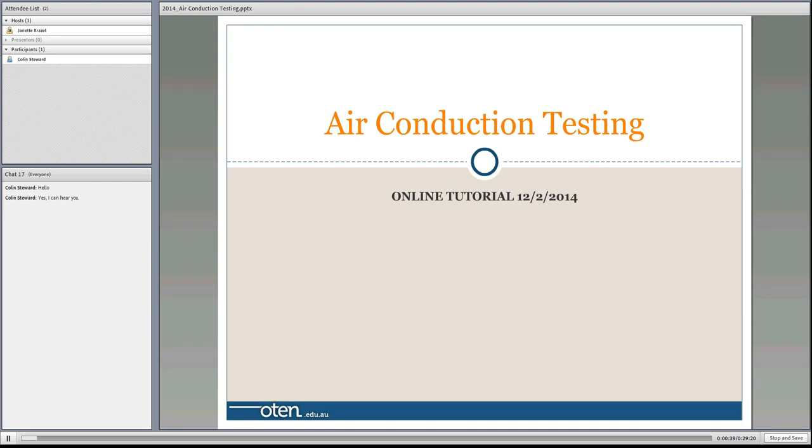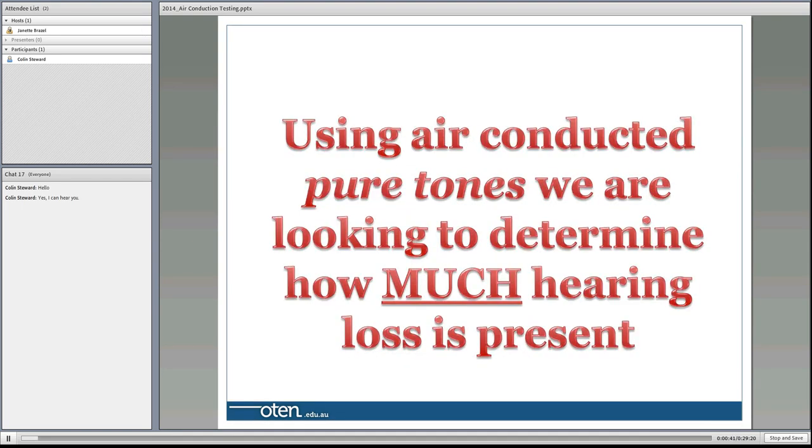Right, so what does air conduction testing actually mean or do? Well, we are using air conducted pure tones. We are looking to determine how much hearing loss is present. So that's what air conduction testing will tell us, how much hearing loss is present.